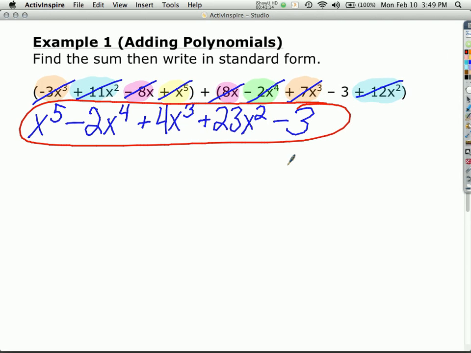Are there any comments or questions on how we did that process? Comments or questions? All right.